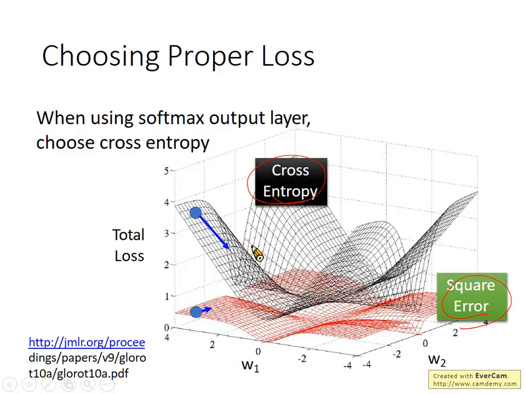We can see that the highest part and the lowest part of the cross entropy surface is much wider. So the distance between high loss and small loss is quite large. So in this paper they suggest when using a softmax output layer, choose the cross entropy loss function. So this is the first tip you can do.